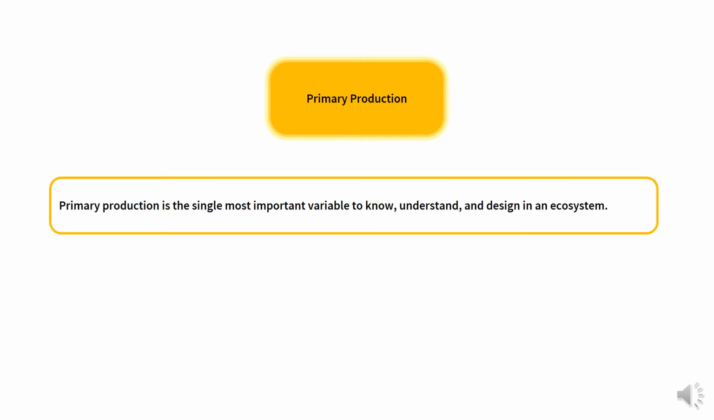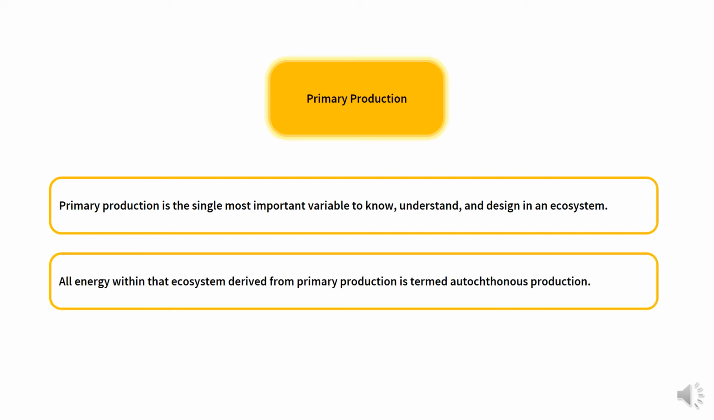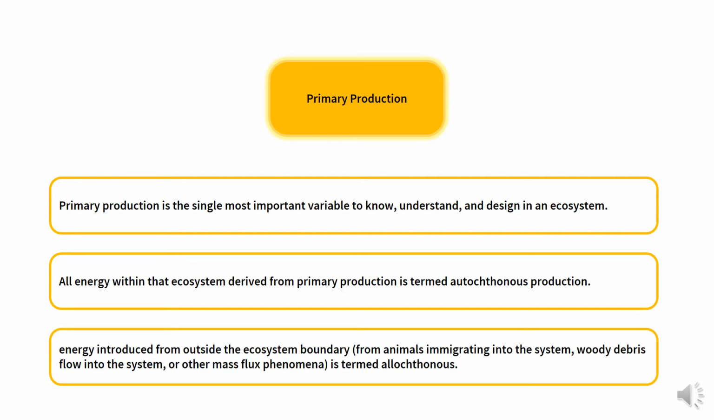Primary production is the single most important variable to know, understand, and design in an ecosystem. All energy within that ecosystem derived from primary production we call autochthonous production, and energy introduced from outside the ecosystem boundary, such as from animals immigrating into the system, debris flowing into the system, or mass flux phenomena, we call allochthonous.